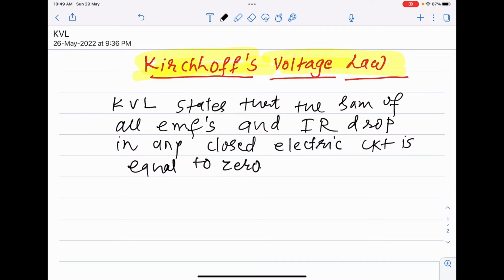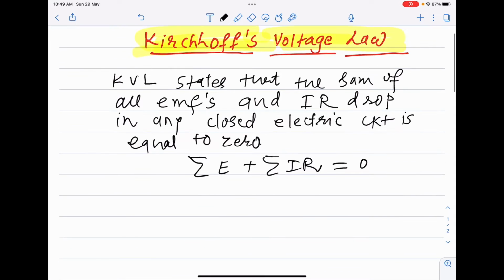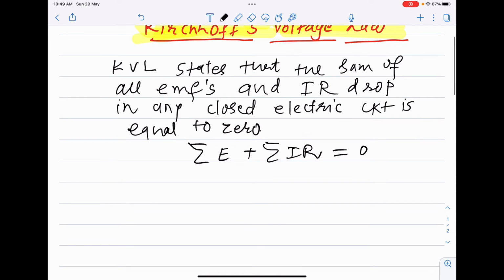That is, whenever we make the summation of all EMFs that are present in the circuit, and add the voltage drop across the resistance, called the IR drop, the current and resistance drop, then the summation of all this in any electric circuit is equal to 0. That is, the summation of EMFs plus the summation of IR drops in any electric circuit is equal to 0. So this is the statement of Kirchhoff's voltage law.